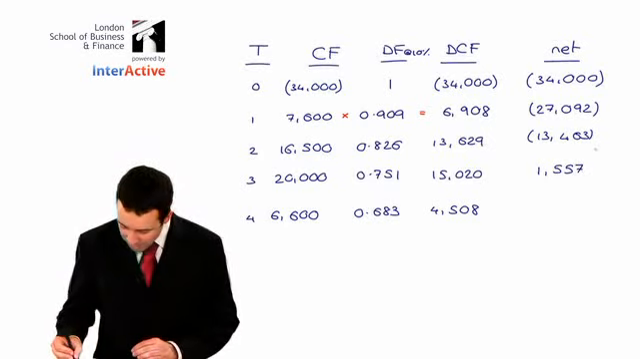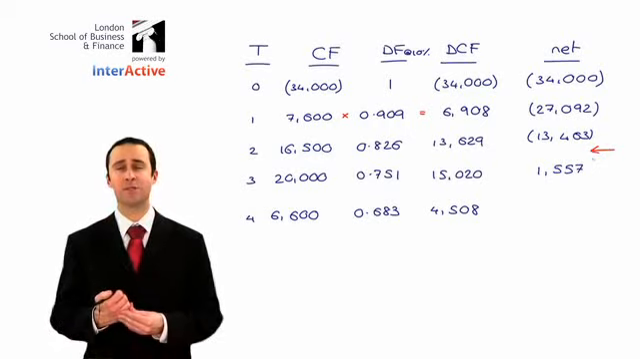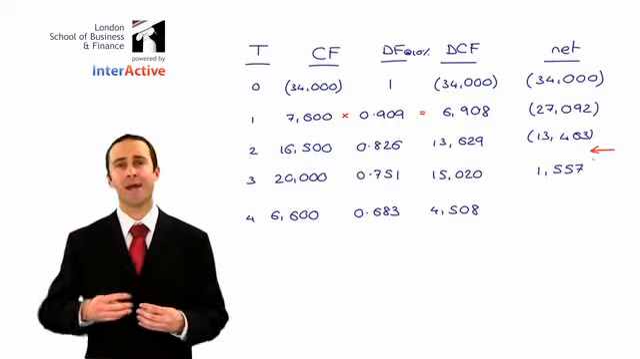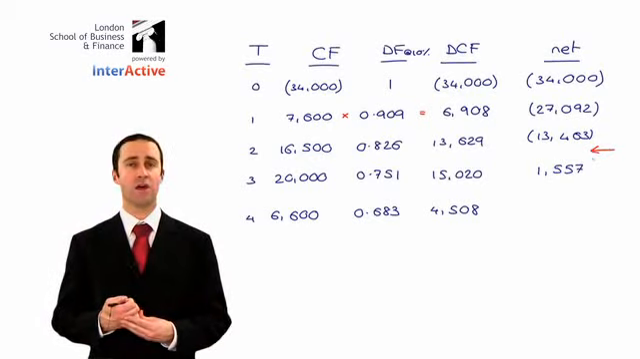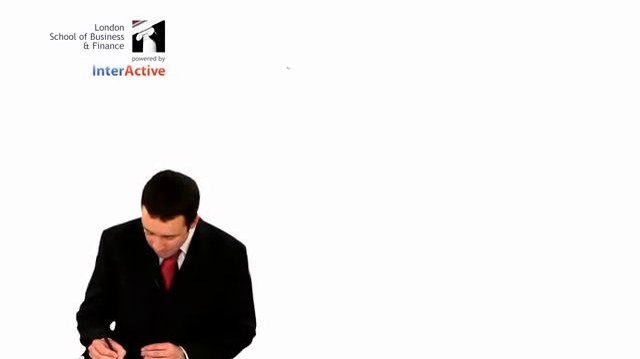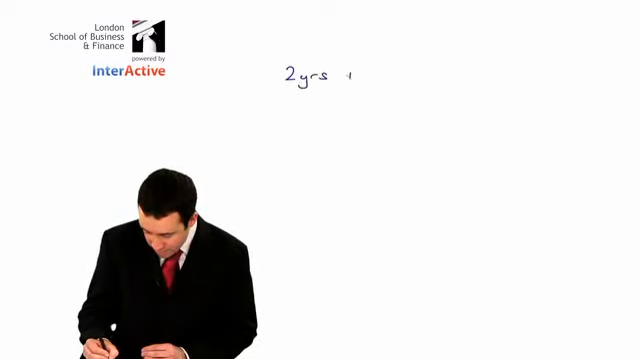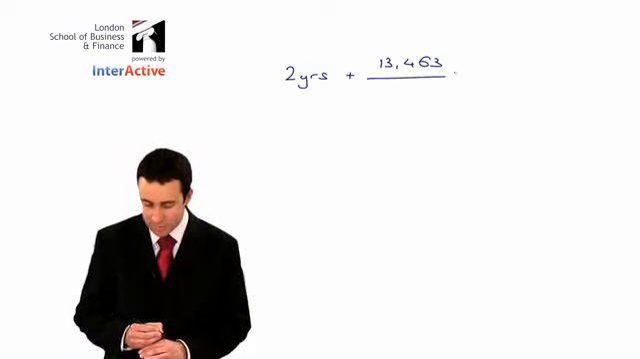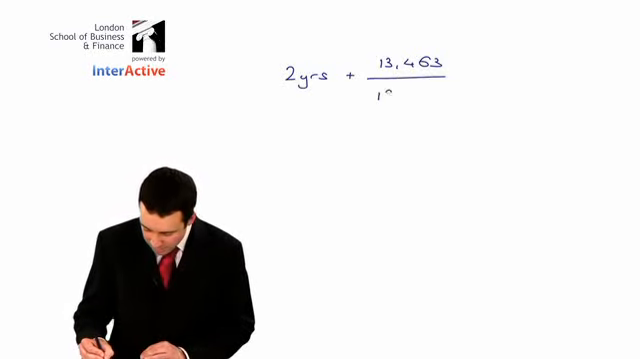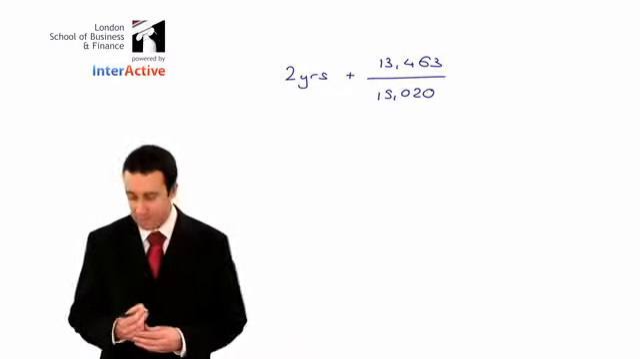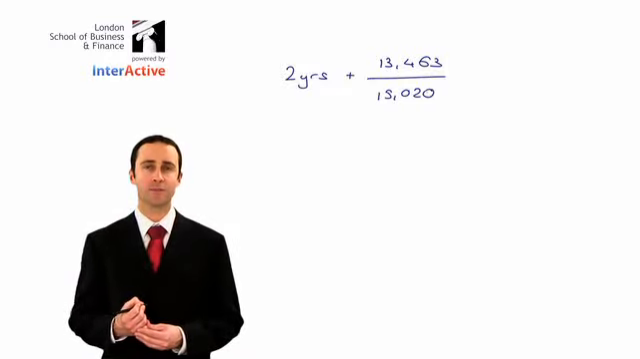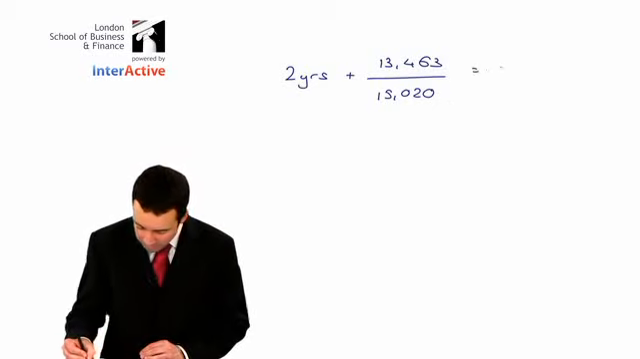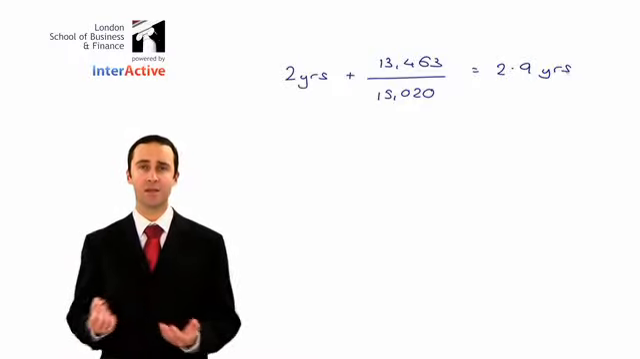So what you can identify there is that the discounted payback period is going to be 2 years and a little bit more into that 3rd year. So we know our discounted payback period is 2 years, but then we need to recover £13,463, when in that third year, in discounted terms, we get £15,020. So that works out, if you tap it into your calculator, at 2.9 years.